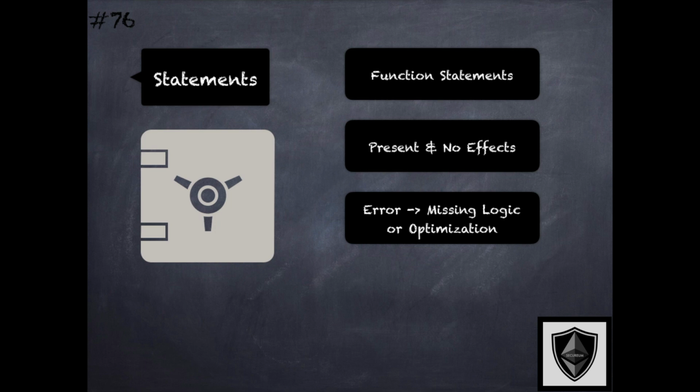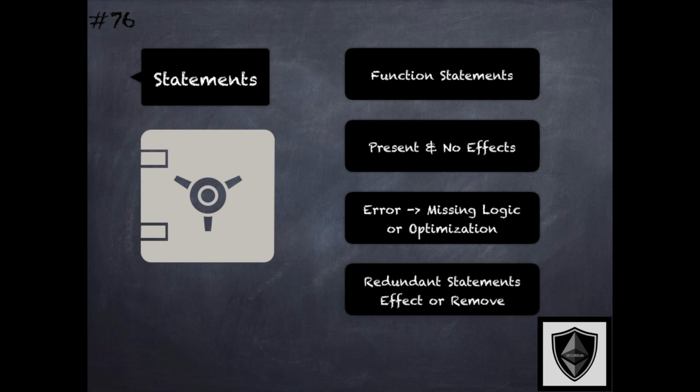reduce the size of the contract, and therefore make it more gas efficient for the contract to be deployed or execute at runtime. So the best practice here is to evaluate if statements are redundant, and if so, determine if they should indeed be having any side effects and add such side effects, or if they are indeed redundant and do not affect the security in any way, then remove them.